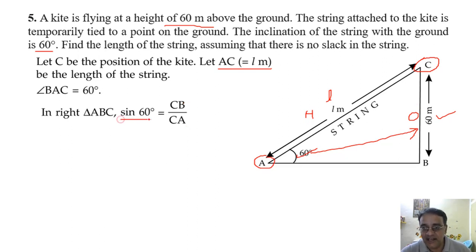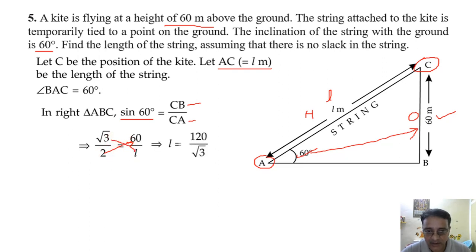What is the value of sin 60? Root 3 by 2. Right, root 3 by 2. CB is 60 and CA is L. So root 3 by 2 is equals to 60 upon L. So 2 into 60 will become 120, and root 3 and L interchange. So L is equals to 120 upon root 3.